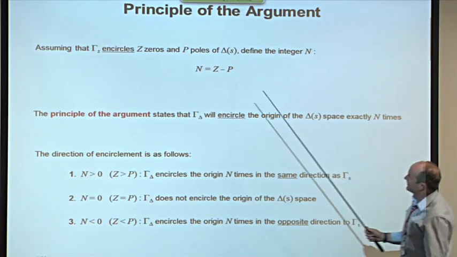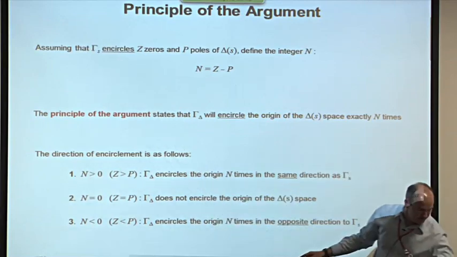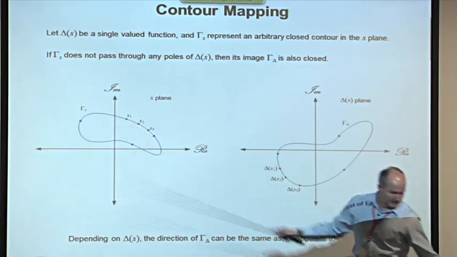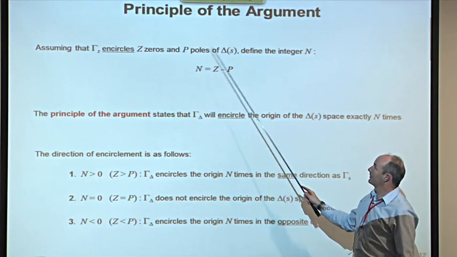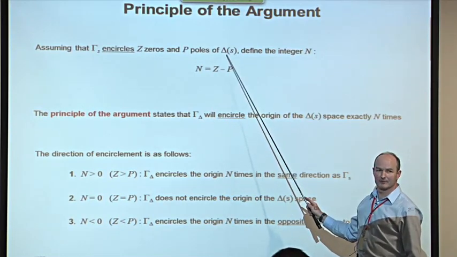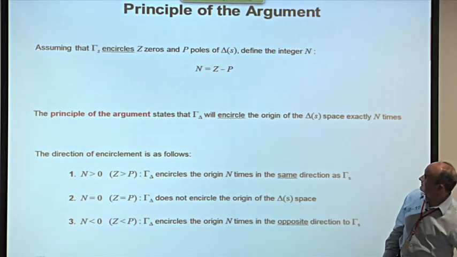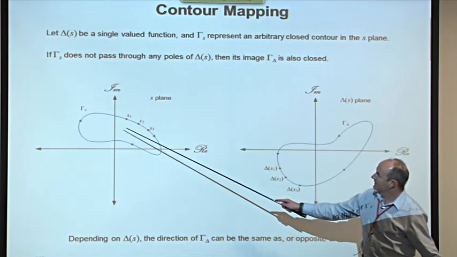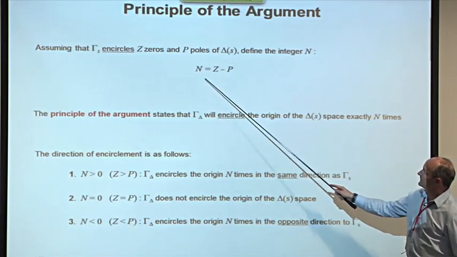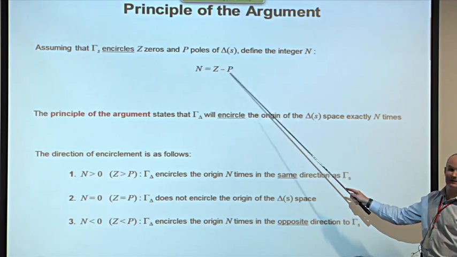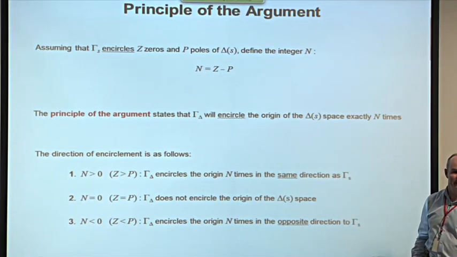Encircled, I'm sorry. Number of poles and zeros encircled. So assume that the gamma S contour, that's this one, encircles z zeros and p poles of the function that's used for the mapping. So we know how many poles and zeros of delta of S, in this case, are contained within this contour. And you calculate the number n. That's the difference between the number of zeros and the number of poles encircled by gamma S.